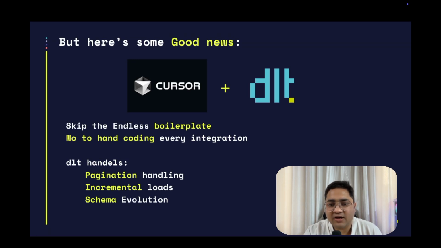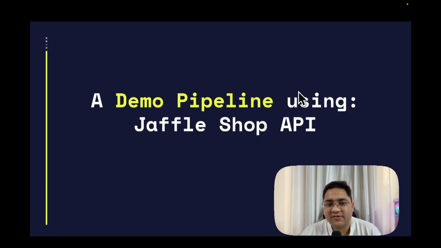Let's quickly look at how this works using an example, the Jaffle Shop API. I hope you know about the Jaffle Shop project created by dbt. DLT has created a FastAPI version for that. Now let's jump into a demo where I'll show you exactly how easy it is to set this up yourself.